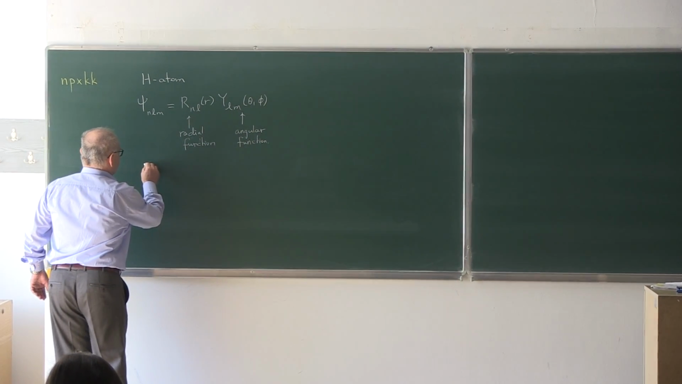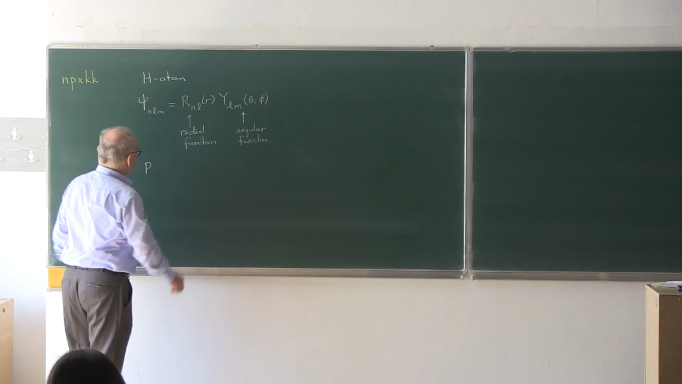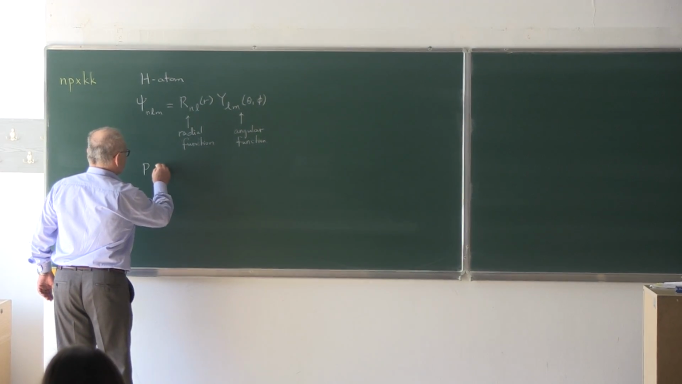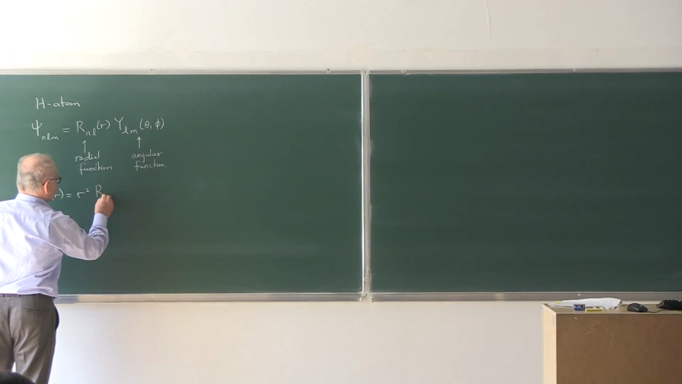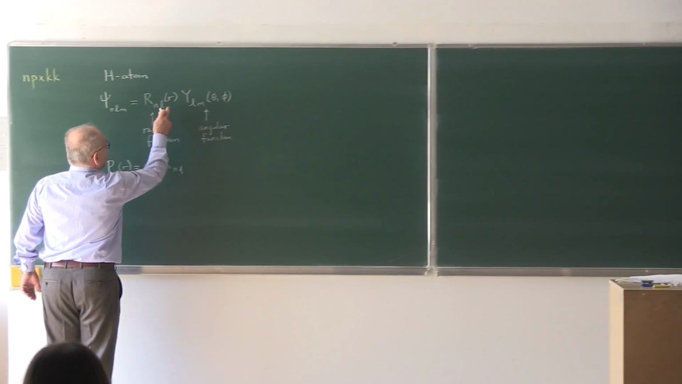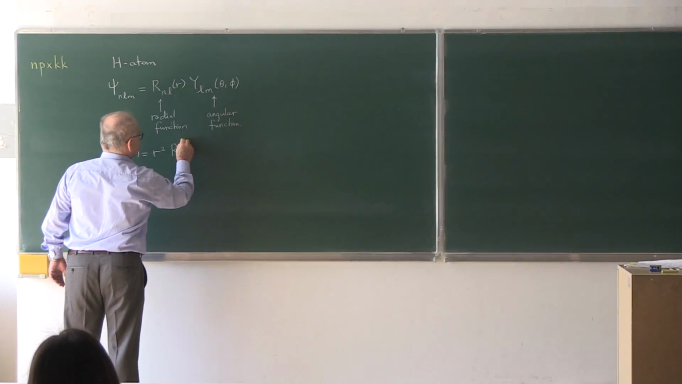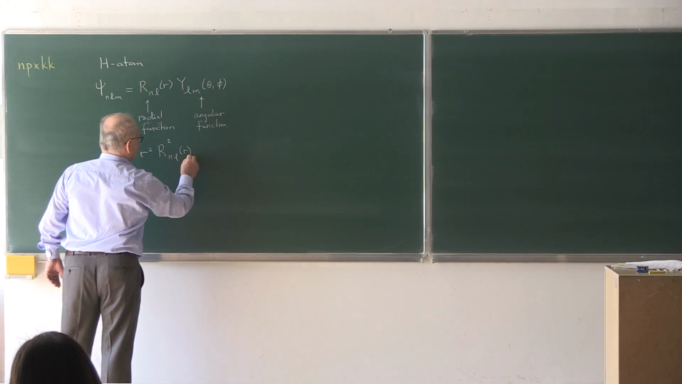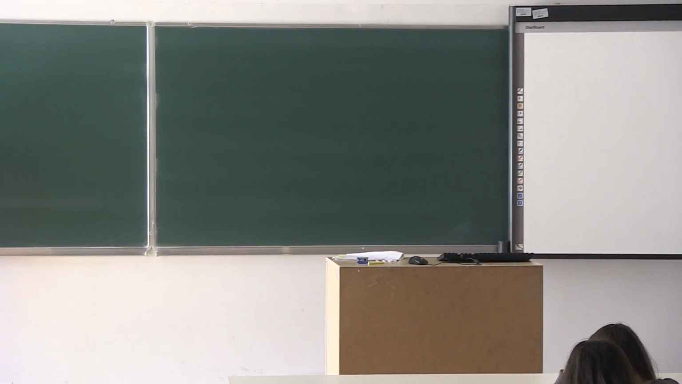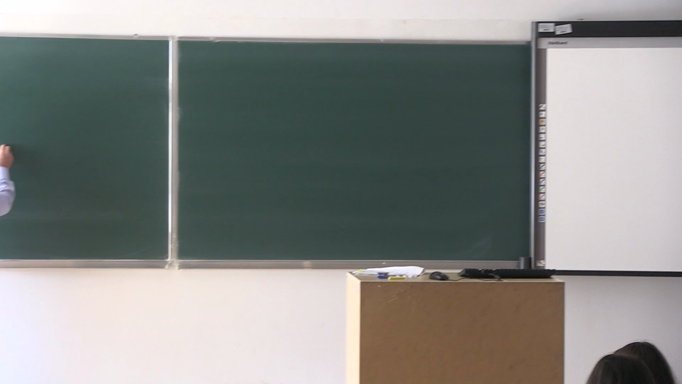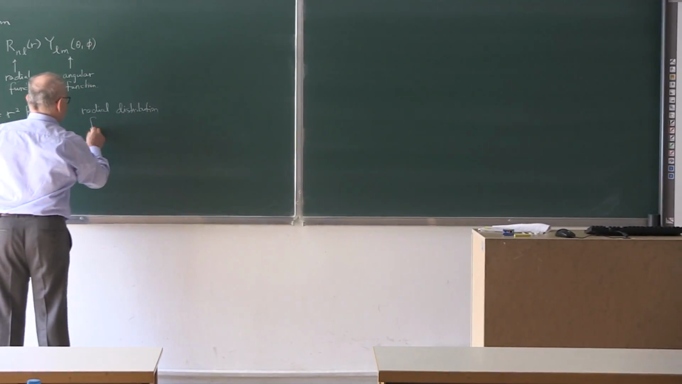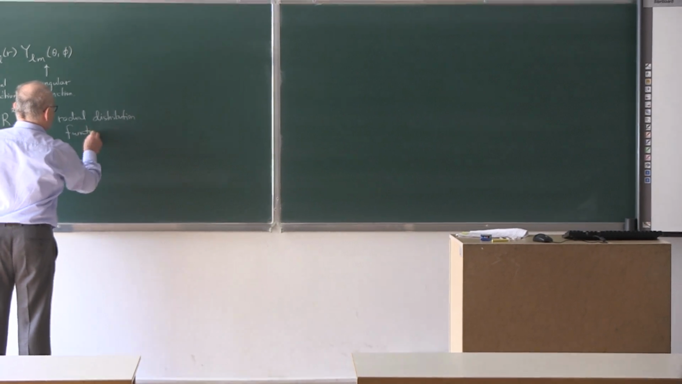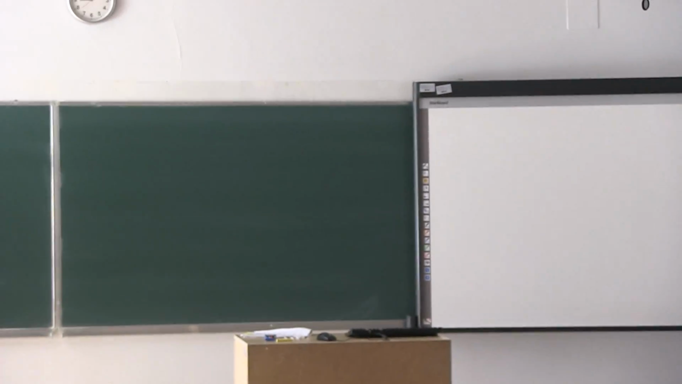We have defined the radial distribution function as r squared times the radial factor here. This is the radial distribution function.